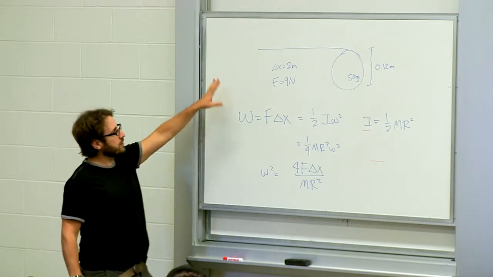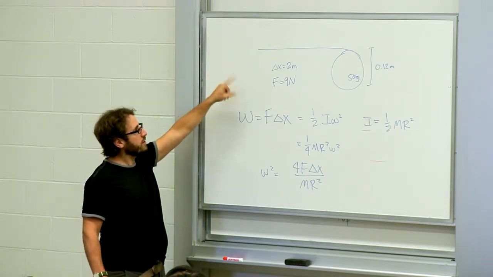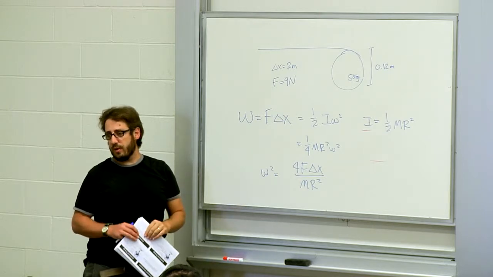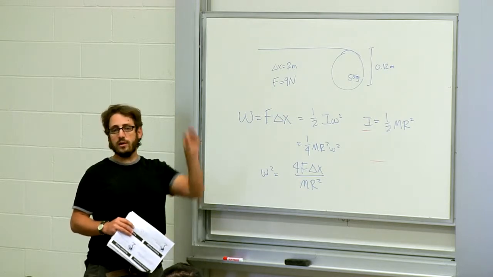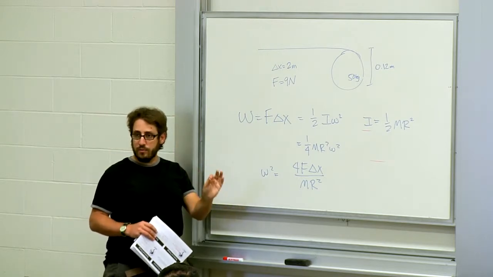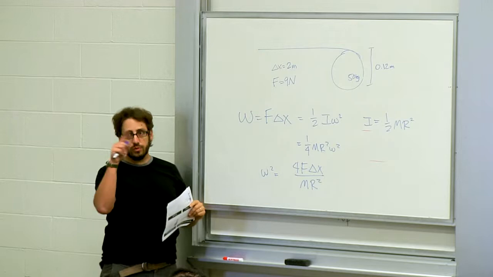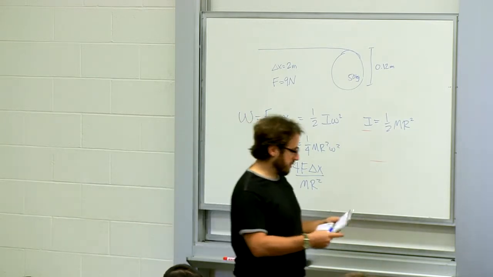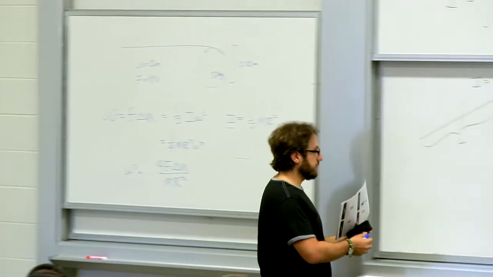So here's an example of translating work, linear energy, into rotational energy. So far, when we've been doing these kinds of problems with energy, we've been thinking about potential energy and kinetic energy of motion. Now we're going to add one more element to some of these problems, which is rotational energy of some of these objects. Okay, so let's do another example before we run out of time.